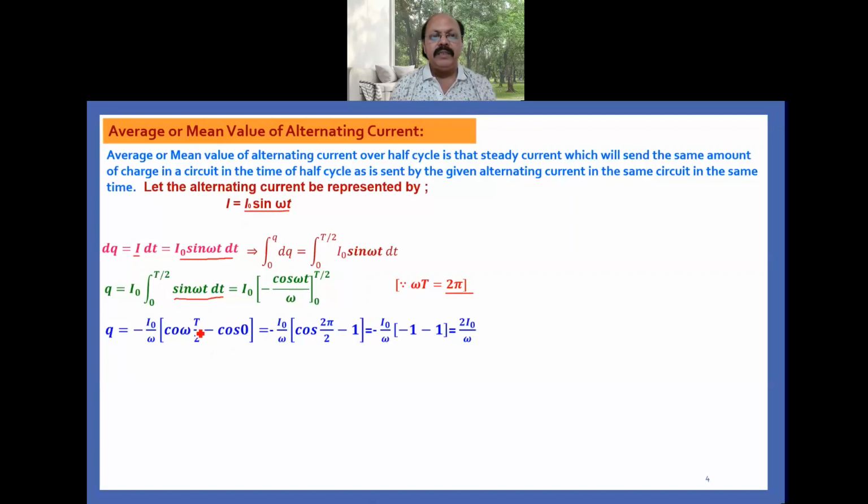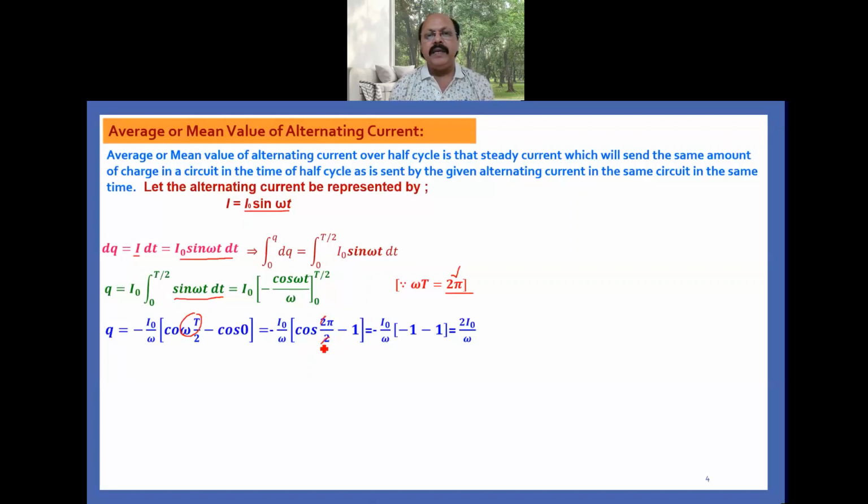Now in place of this omega T we write 2 pi, and how it comes: as you know, omega equal to 2 pi f, and f is frequency which is 1 upon time period. So that's why omega T equal to 2 pi. Then the equation becomes minus I naught upon omega within bracket cos 2 pi upon 2 minus 1. Cos 0 is 1. And this 2 and this 2 get cancelled.